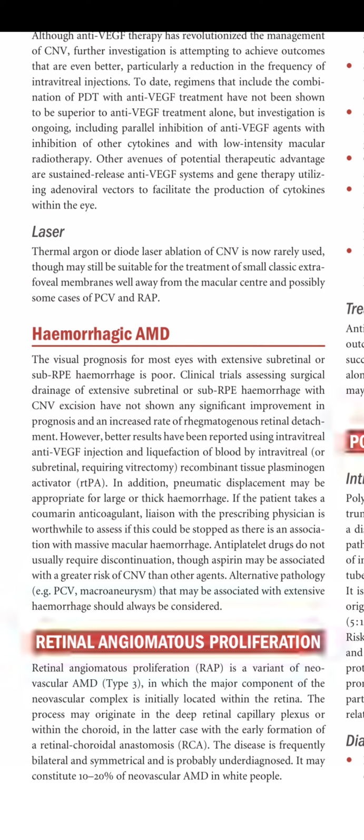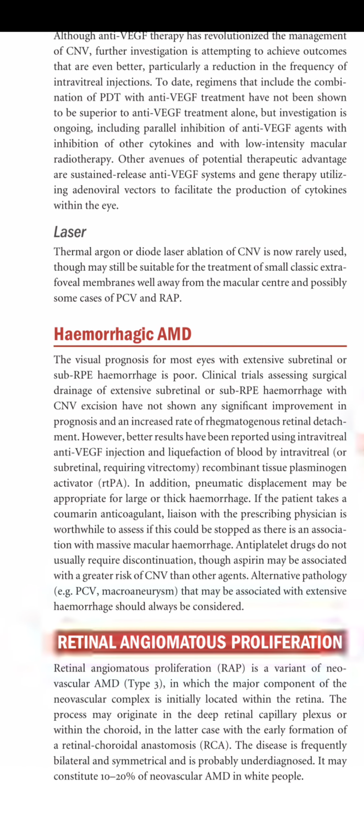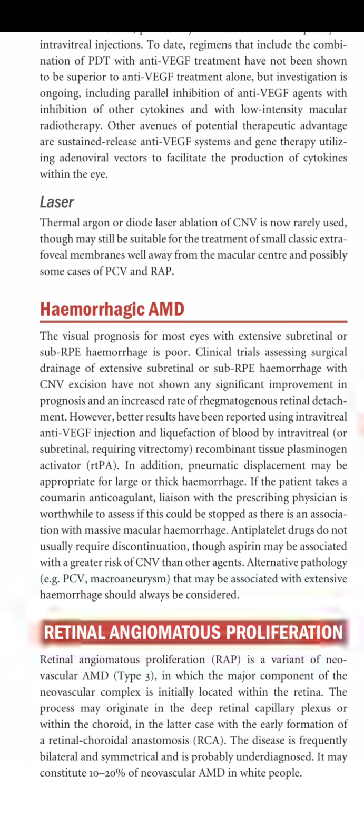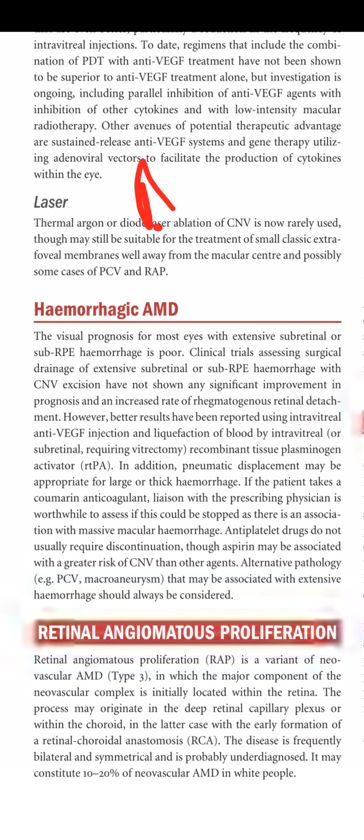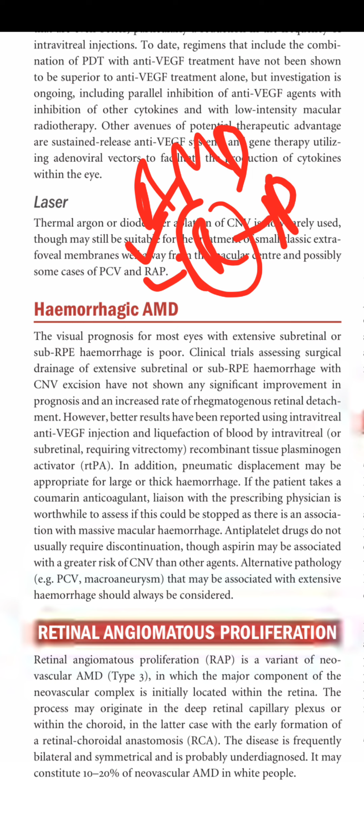Next is hemorrhagic AMD. The visual prognosis for most eyes with extensive subretinal and sub-RPE hemorrhage is poor. So whenever there is a hemorrhage in a case of AMD, it is known as hemorrhagic AMD. Clinical trials assessing surgical drainage of extensive subretinal or sub-RPE hemorrhage with CNV excision have not shown any significant improvement in prognosis and carry an increased risk of rhegmatogenous retinal detachment. So in one clinical trial, you just remove the hemorrhage and also excise the CNV, but it has not been shown to have any improvement. Rather, it caused rhegmatogenous retinal detachment.